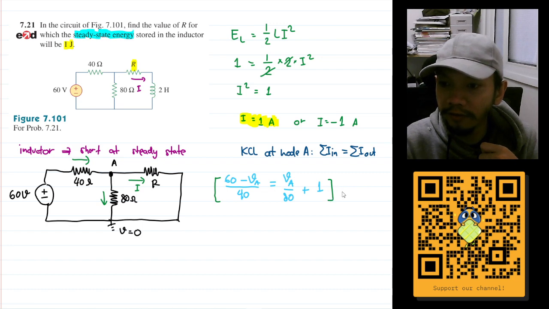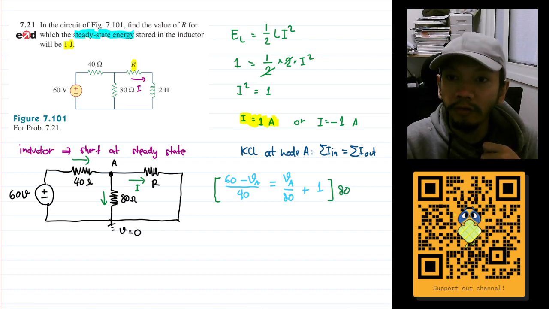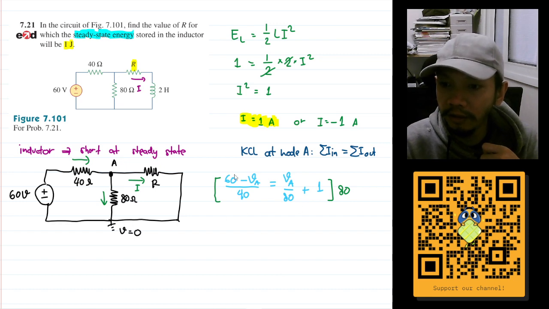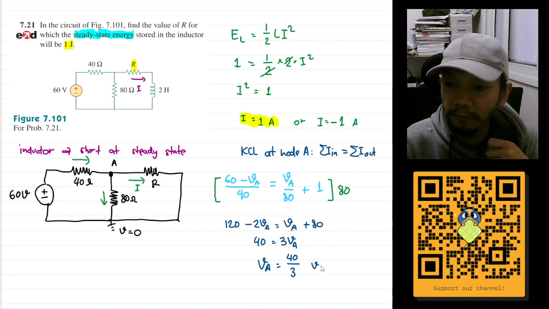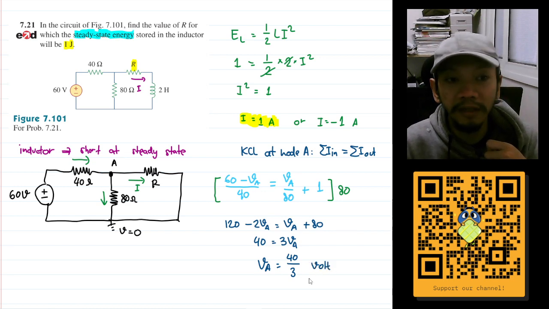Okay, let's multiply both sides by 80. So what can we get from here? This will cancel into 2, so we'll have 120 minus 2 VA is equal to VA plus 80. That means that I will have 40 is equal to 3 VA, or VA will equal 40 divided by 3 volt. Okay, but we are not asked about VA, we are asked about I.